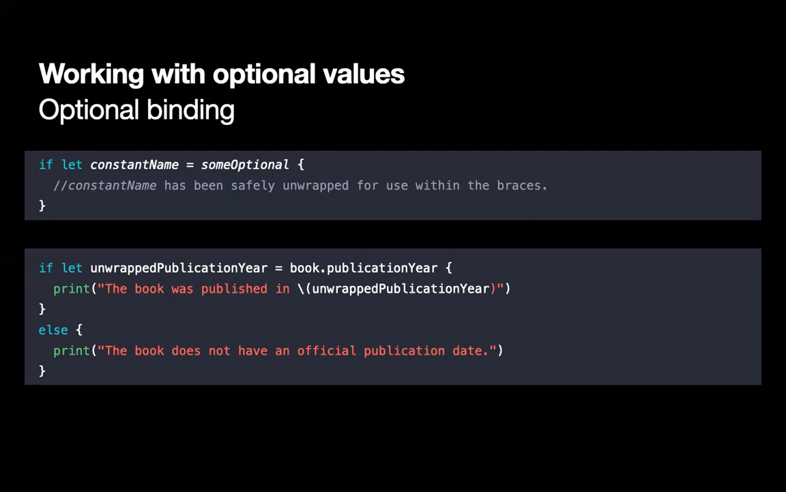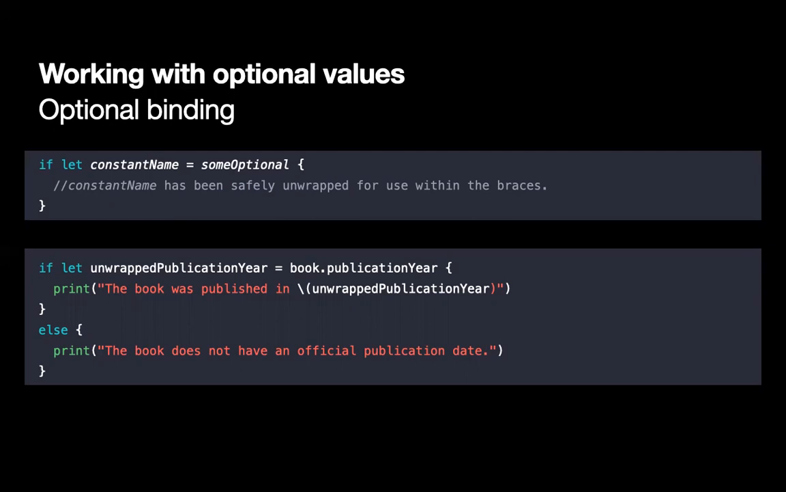The syntax for the optional binding looks like: if let constantName equal to someOptional. The constant name can be safely unwrapped for use within the braces. So in this example, we can use it like if let unwrappedPublicationYear is equal to book.publicationYear. If someOptional has a value, the value is assigned to the constant name and is available only within the braces.